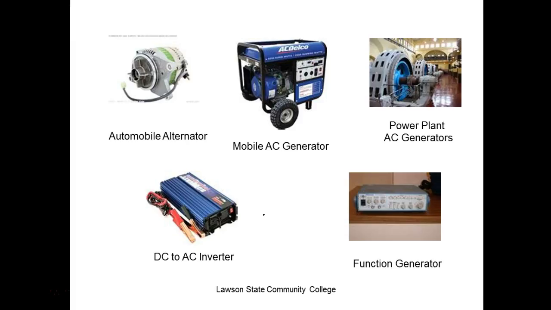So your car has an alternator, it's an AC source. Mobile generators are AC generators. Power plants create AC. DC to AC converters, a lot of people buy these things for your cars. That's AC. My wife's van's got one built into it. So she's got a 120 volt plug in her van where she can plug stuff in. And of course, things called function generators. These create AC electronics.